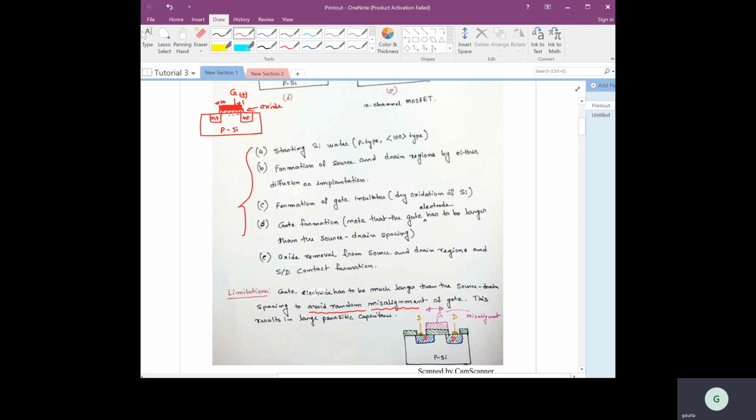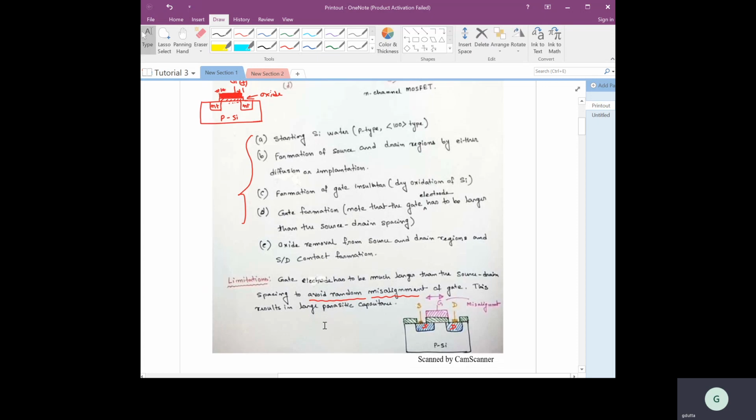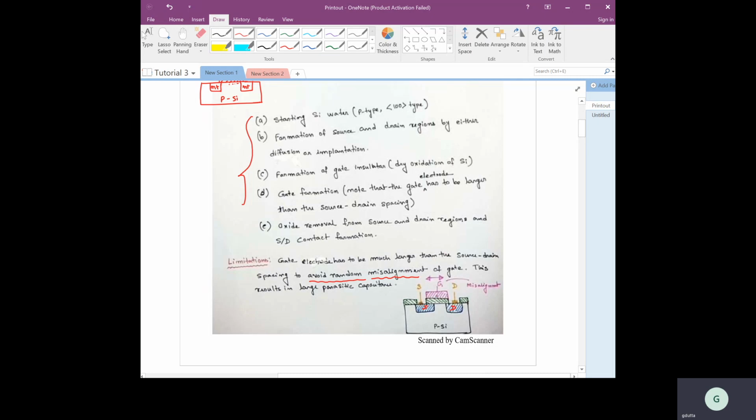But for this gate last process, which was used earlier, there is a good possibility of misalignment of this gate. This alignment is done with respect to some alignment markers, and considering the dimension of this gate, earlier it was in microns, but nowadays it is in nanometers. So aligning to within this channel at nanometer dimensions is extremely critical, right?